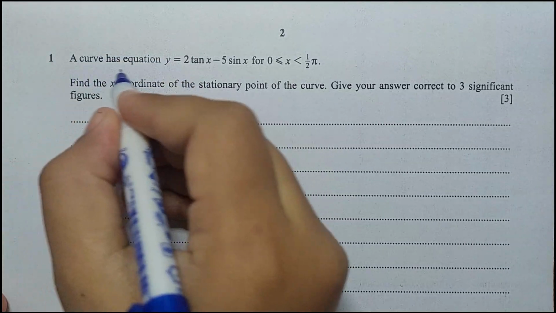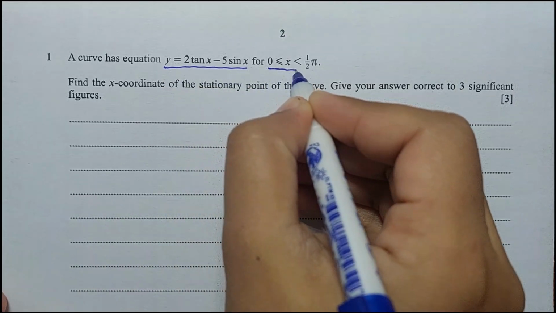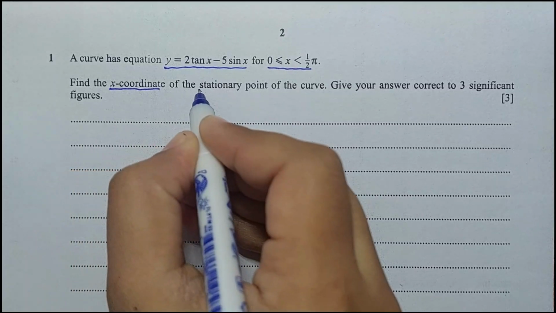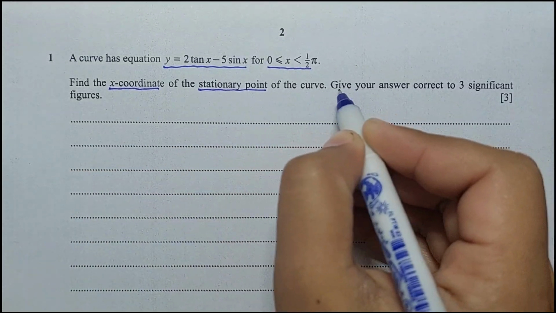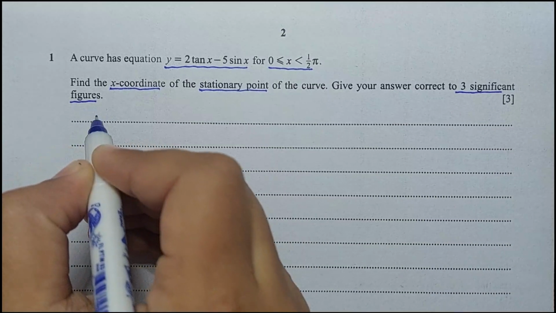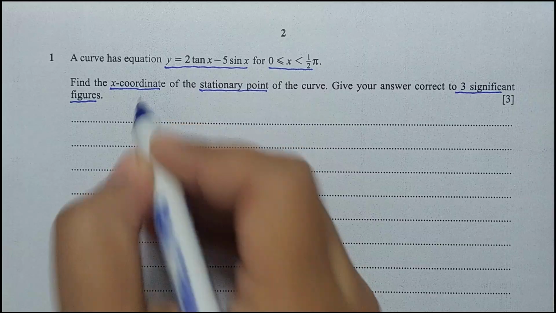Question number 1, a curve has equation. This is the equation of the curve for x between 0 and pi by 2. Find the x coordinate of the stationary point of the curve. Give your answer correct to three significant figures. So we need to figure out the stationary point, and only the x coordinate of the stationary point.